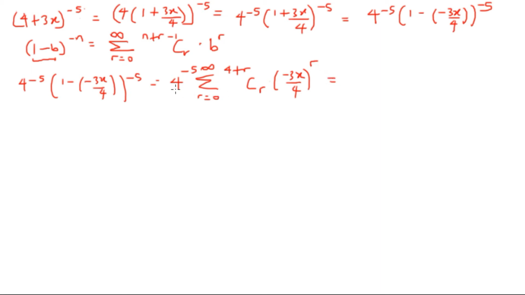Don't forget I can write 4 raised to power minus 5 inside this summation too. It makes no difference. So let me just try to simplify that. Equal to 0, 4 raised to power minus 5. Don't forget I told you 4 plus r combination r is equal to 4 plus r combination 4, simply because n combination r is equal to n combination n minus r, isn't it?